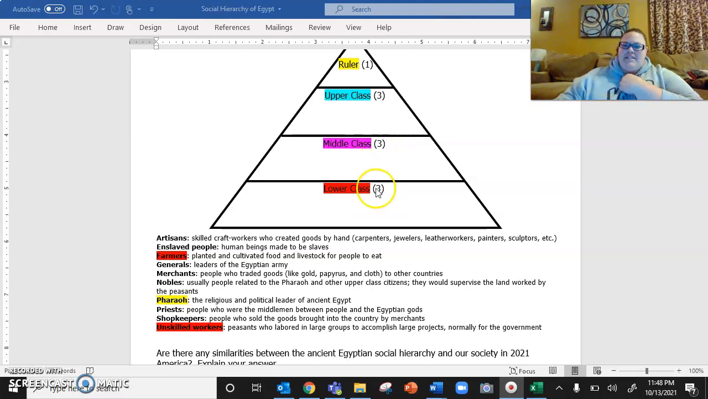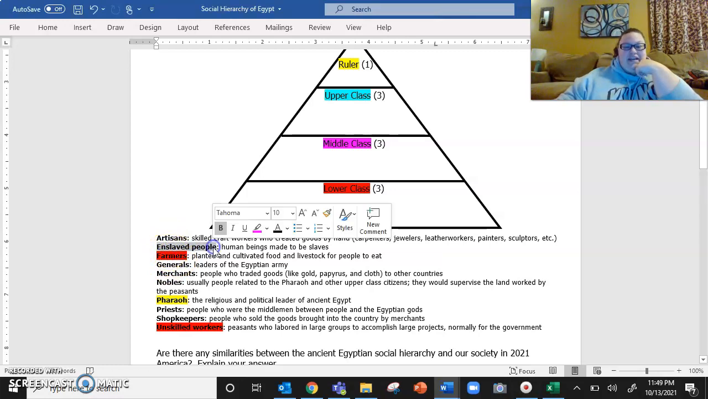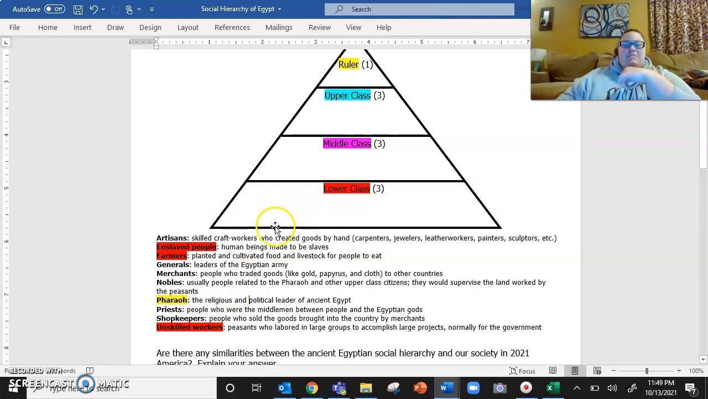But wait a minute, it says there are 3 groups in the lower class. Let's go see. Do you think in the lower class it was shopkeepers or priests or nobles or merchants or generals or enslaved people or artisans? That's a good call. We're going to say enslaved people were part of the lower class. So in the lower class, we have enslaved people, farmers, and unskilled workers.